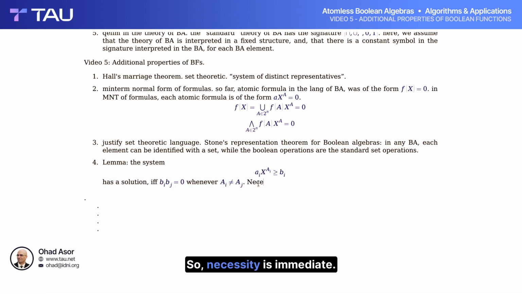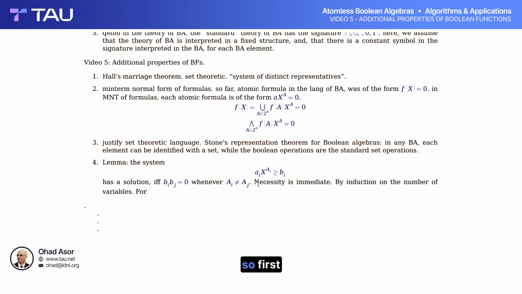So necessity is immediate. Now, to show sufficiency, we go by induction on the number of variables in X. Okay, so first, we assume that all a_i are different. And now I see that I made a mistake. I don't need this a_i here.